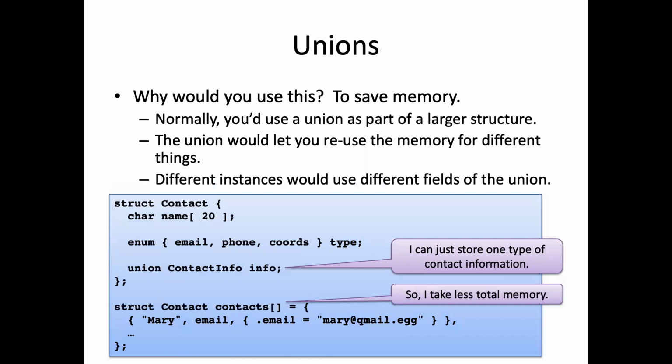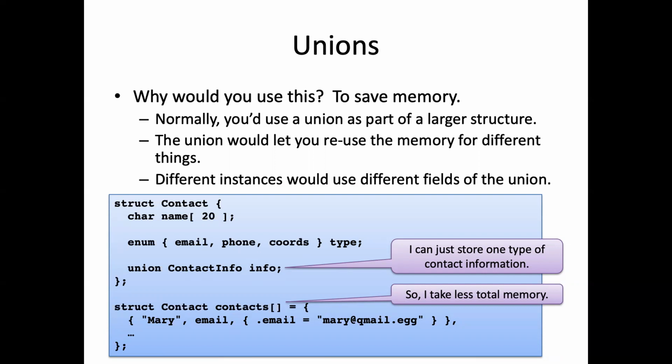Why would you want to use unions? It's mostly about reducing the memory footprint of your program. If you had something like contact information, but you didn't need a phone number, email address, and GPS coordinates for everybody, you just needed any one of those, then a union would let you save memory. With help from the compiler, it lets you build a representation that can store any one of those things, but not all of them, just any one of them.